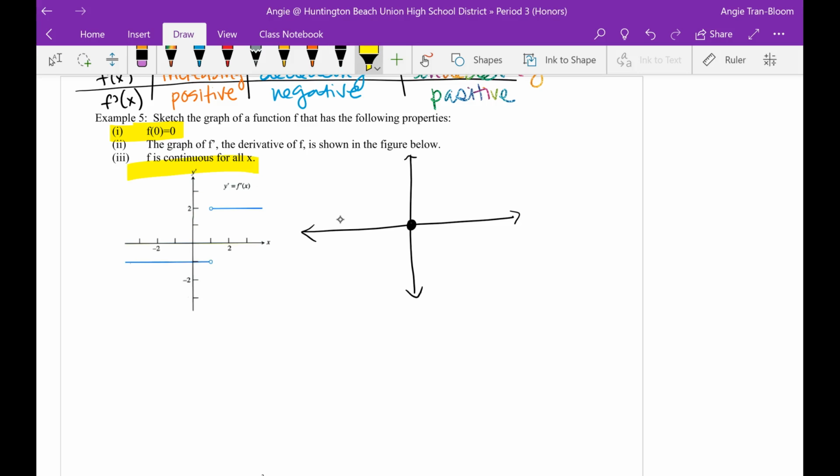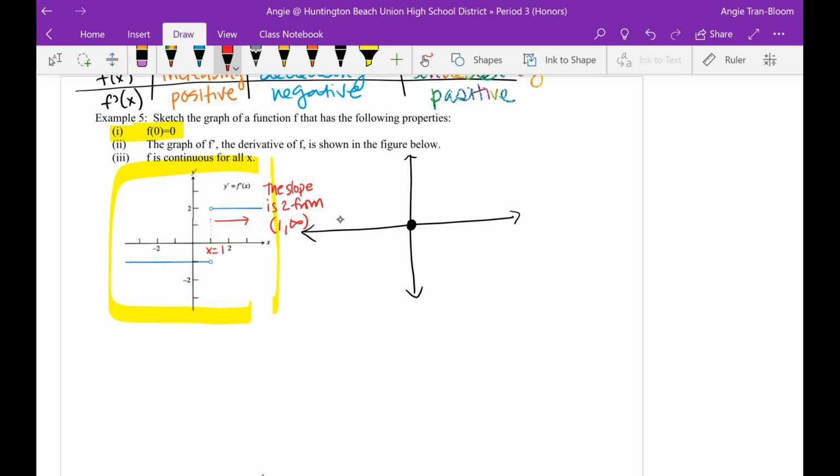So here's the f prime graph, okay? What does that mean? That means, let's look at it. The slope, see this right here? The slope starting from 1, this is when x equals 1, and on, it's always 2, okay? This is how you read it. The slope is 2 from 1 all the way to infinity.